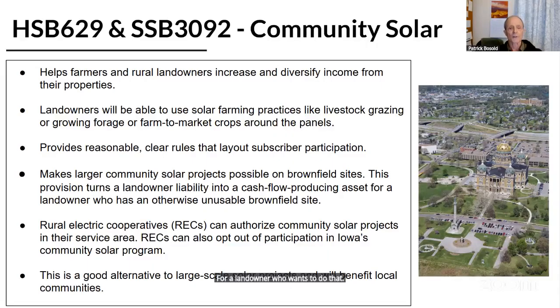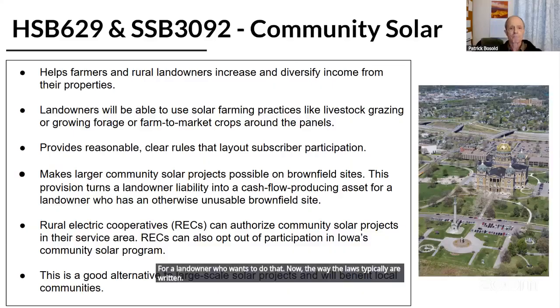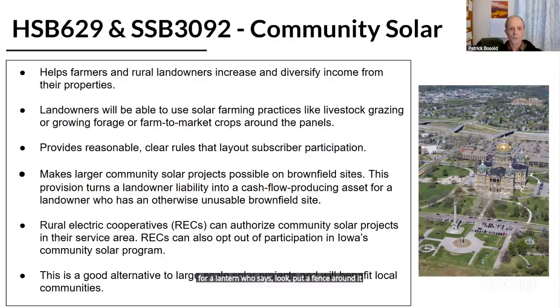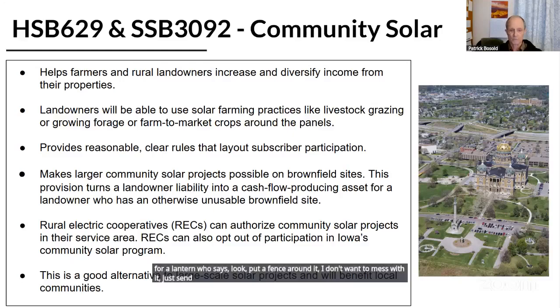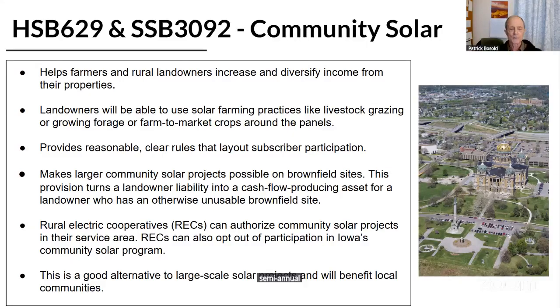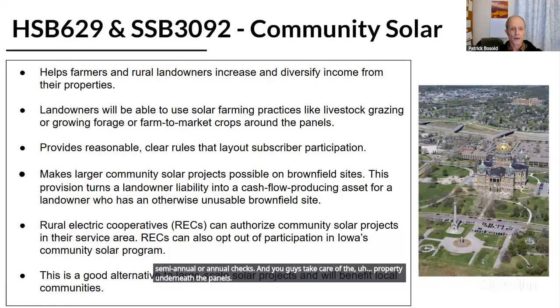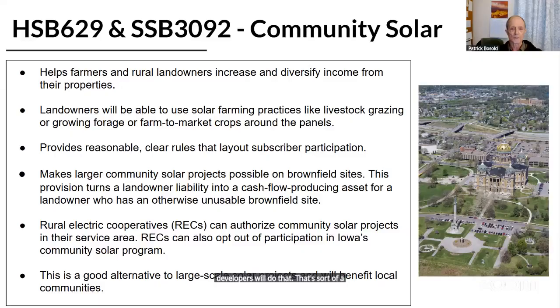Now, the way the laws typically are written, for a landowner who says, look, put a fence around it, I don't want to mess with it, just send me my semi-annual or annual checks, and you guys take care of the property underneath the panels. Developers will do that. That's sort of a standard setup.